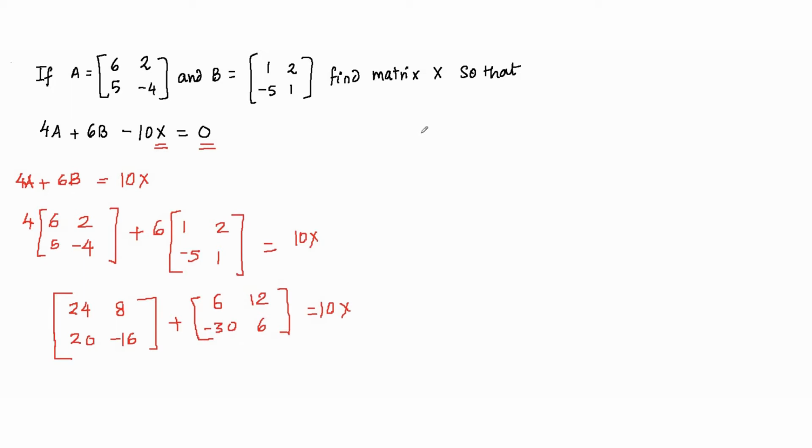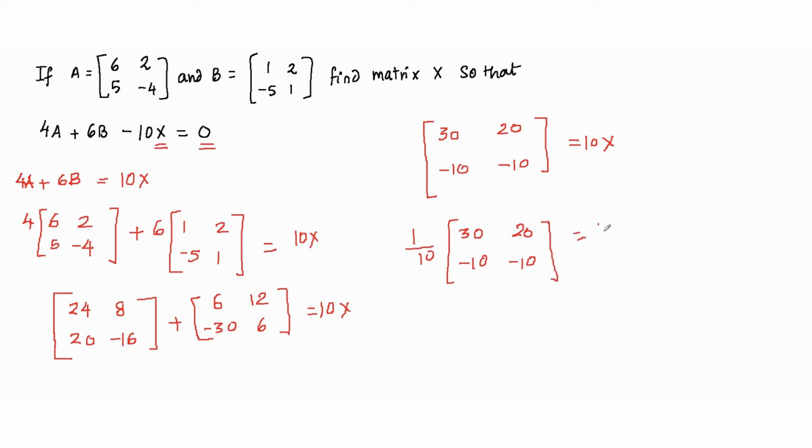So now it's time to add the individual matrices. When we add the matrices, we add the corresponding elements. So 24 plus 6 would give me 30, and 8 plus 12 would give me 20. Then I have 20 minus 30 is minus 10, and minus 16 plus 6 is also minus 10. This equals 10 times X. And therefore 1/10 of the matrix 30, 20, minus 10, minus 10 is equal to X, the matrix X.